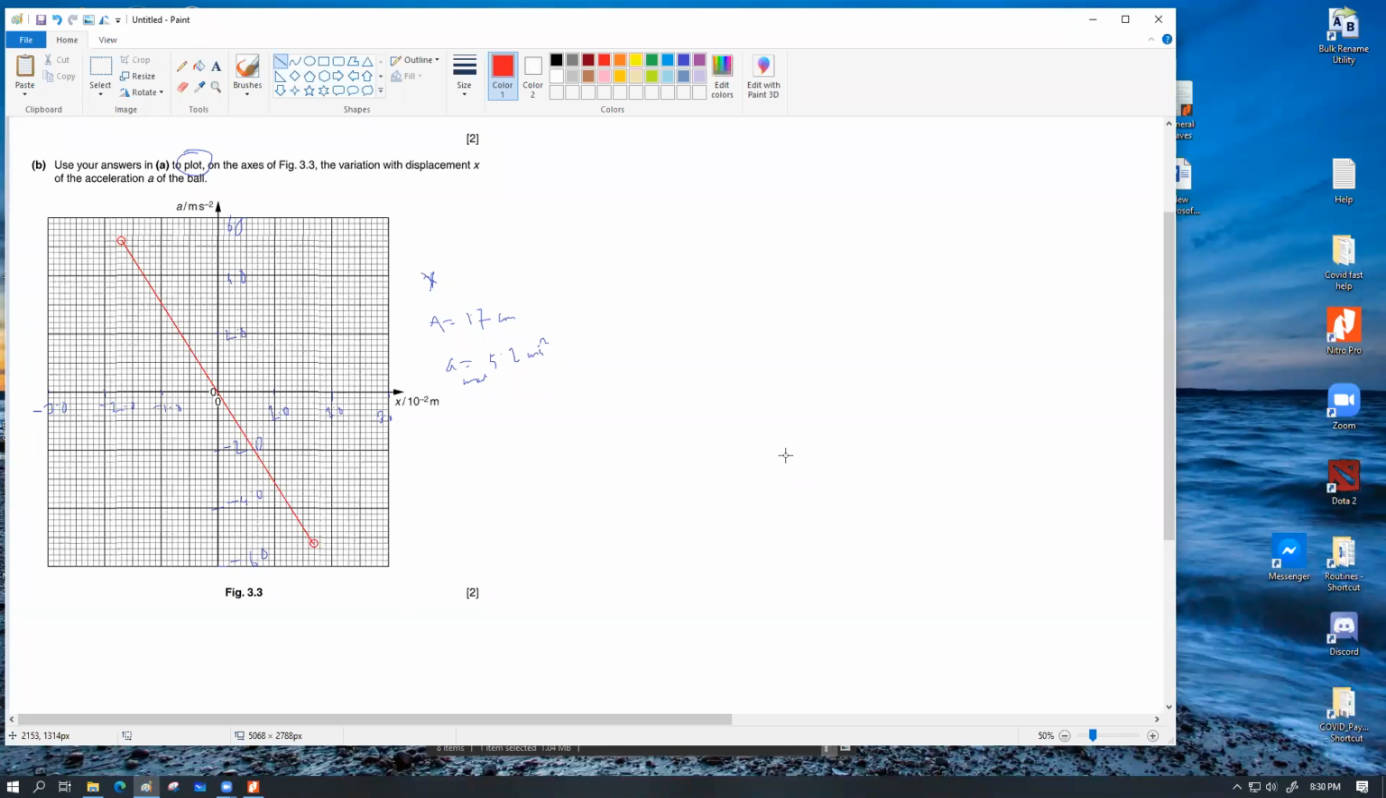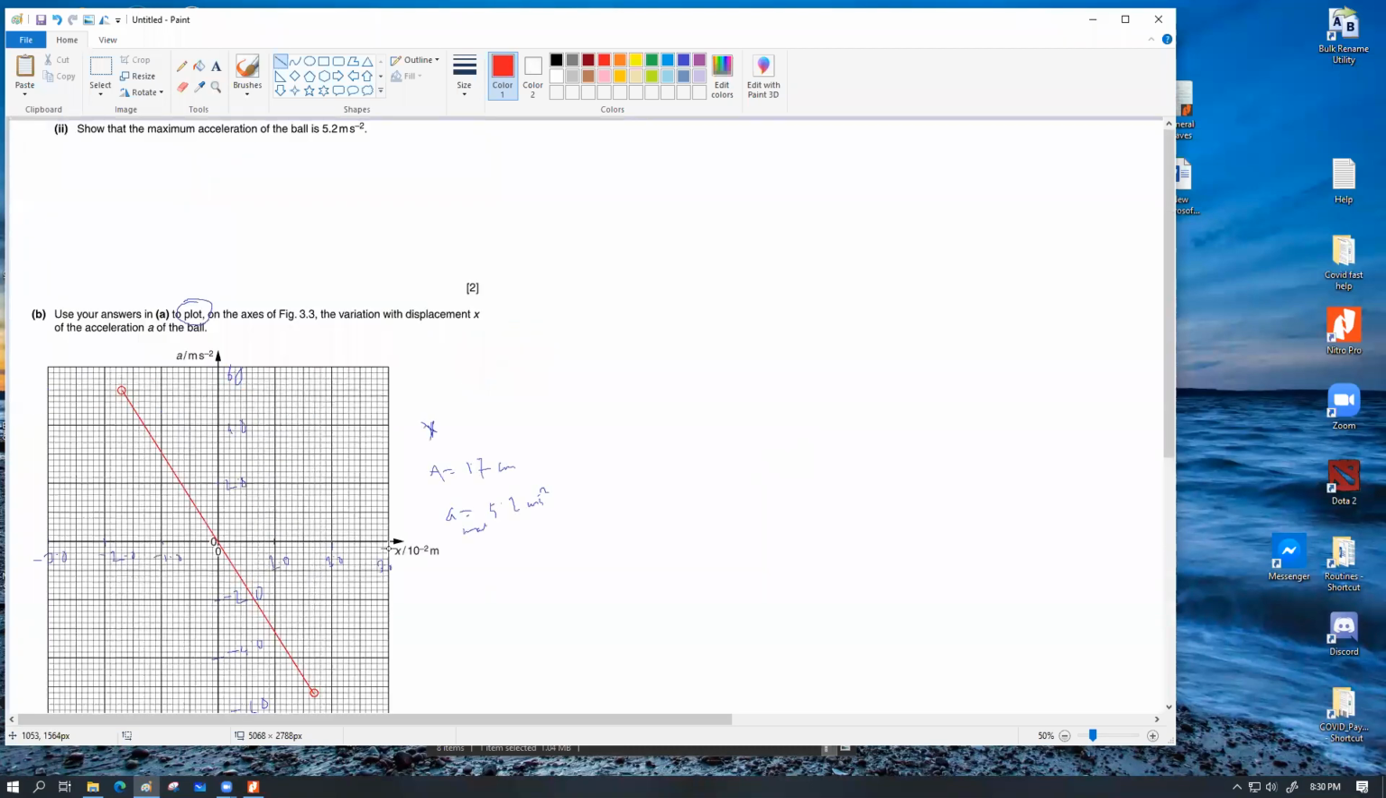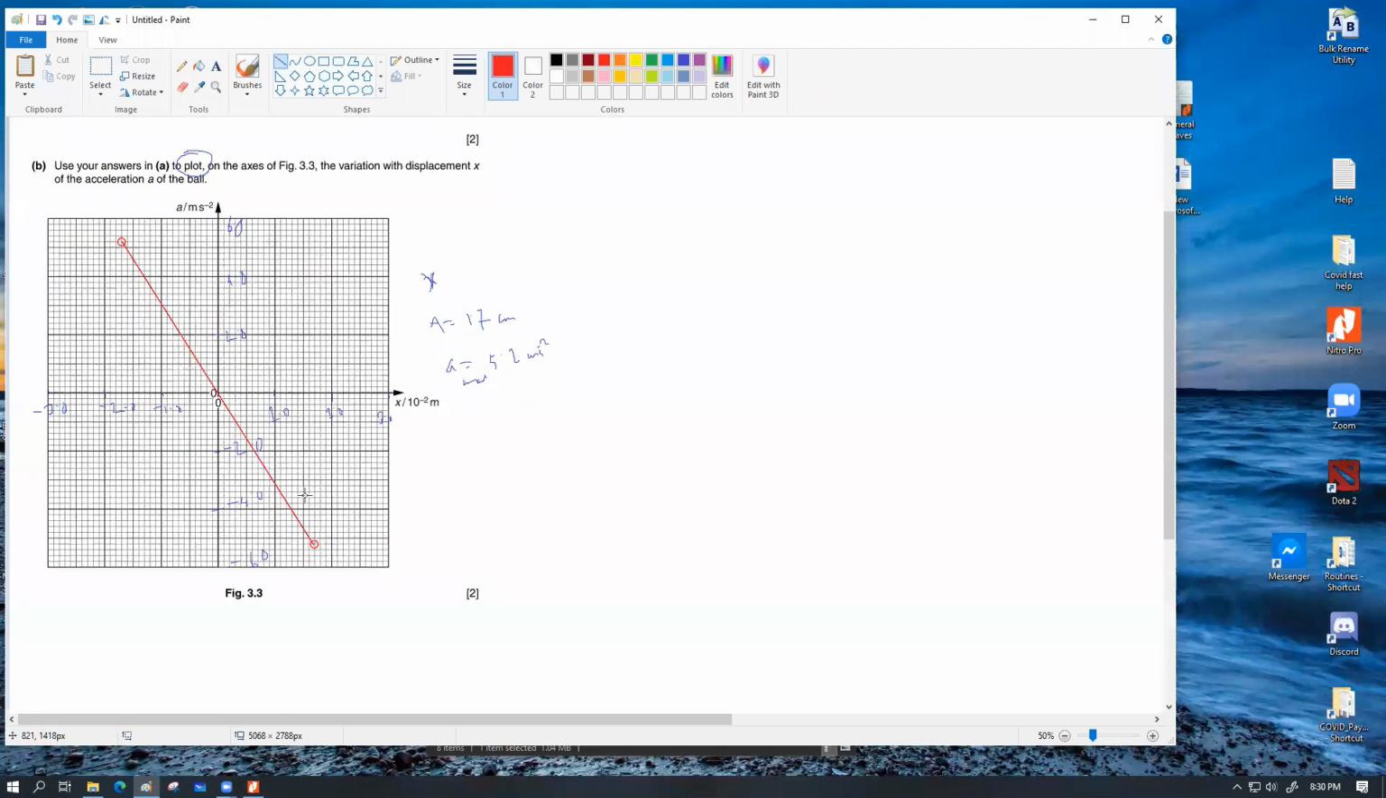So do I go only up to that point, or should I extend it further? Is the object moving any further than 1.7 centimeter from the question? Have a look. The amplitude is 1.7, so you cannot make it go any further. You cannot.